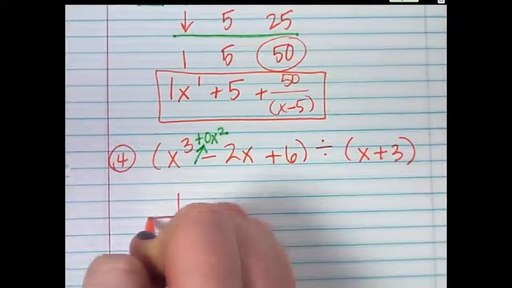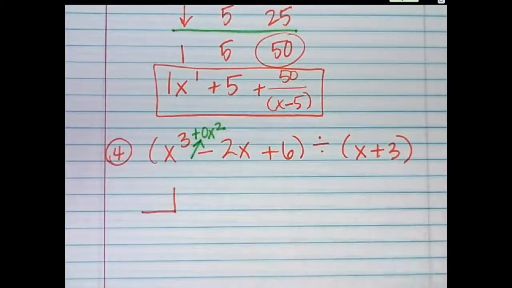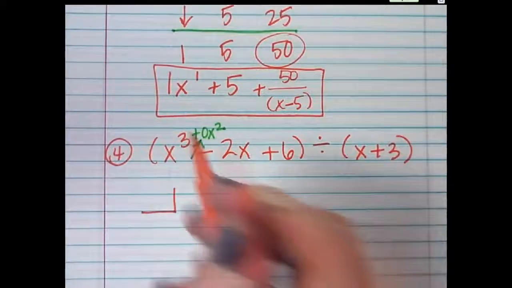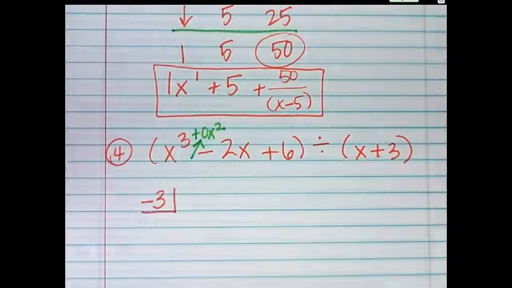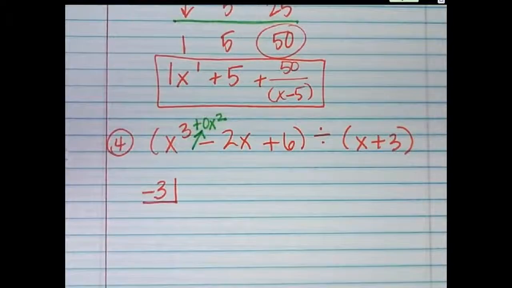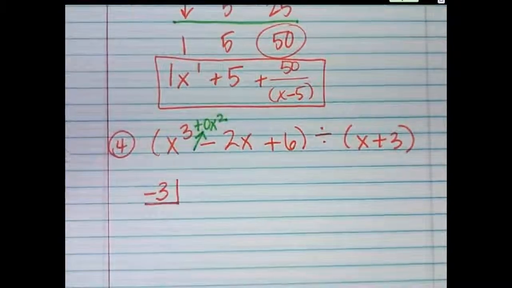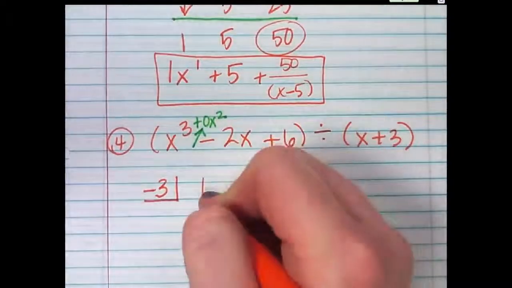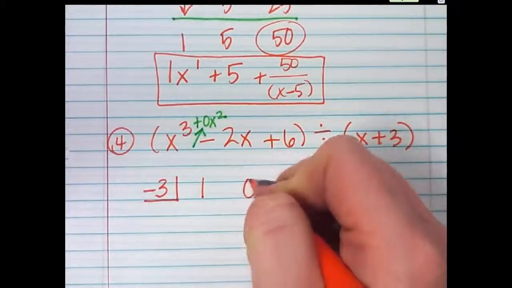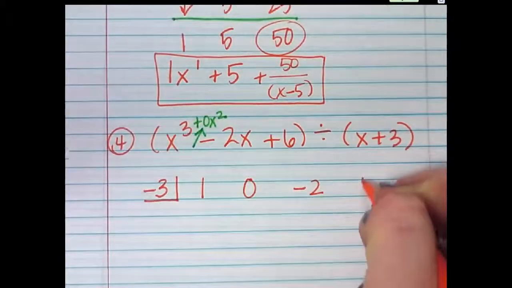So what, yeah, that's 6. What goes in the box? Negative 3. It's always opposite of this. This is our first negative one. Negative 3 goes in the box. So our coefficients, 1, 0, negative 2, and 6.